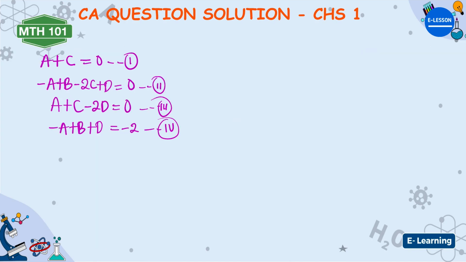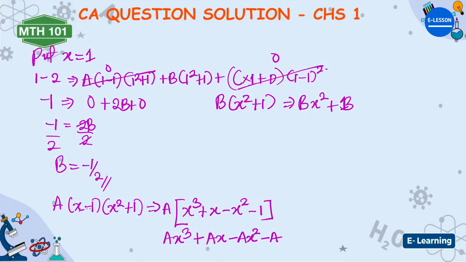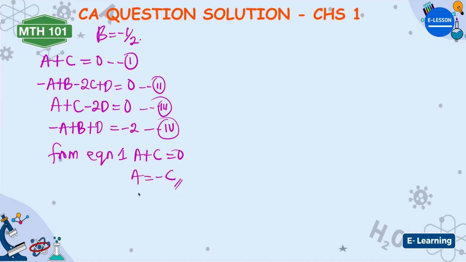So at this point, you are going to remember that we've already solved for b. When we started, we said b is what? Minus half. So we come here, remember b is minus half. So a plus c is 0. If a plus c is 0, from equation 1, that means a is minus c. Are you getting the idea now? A plus c is 0. A is what? Minus c.